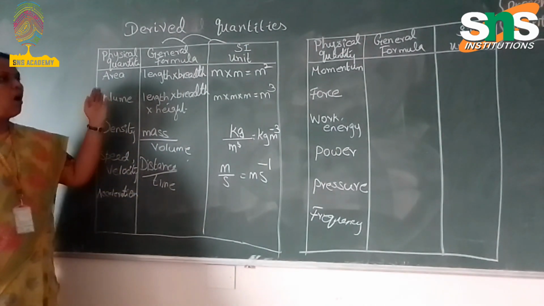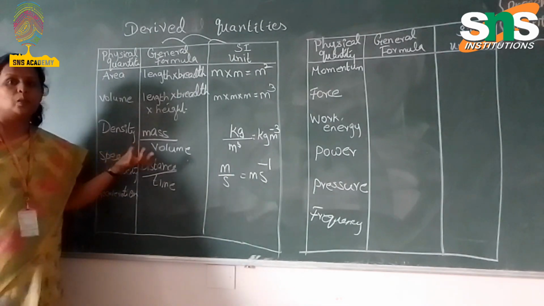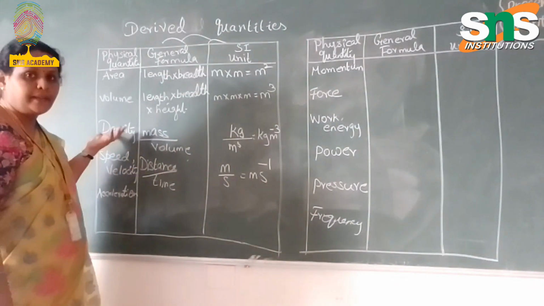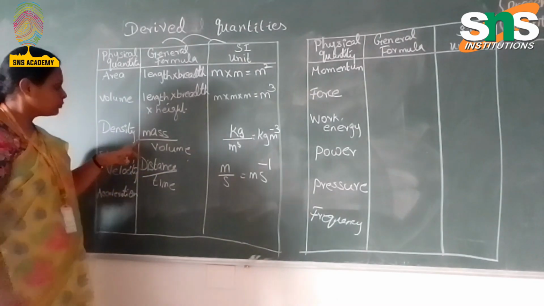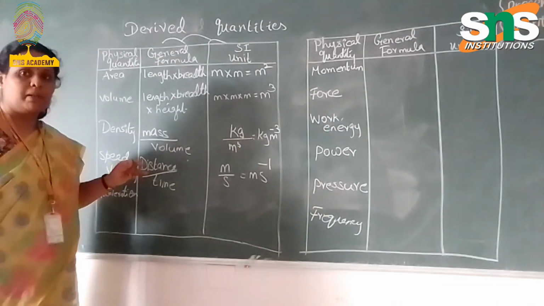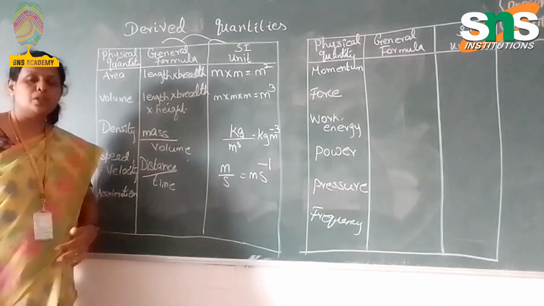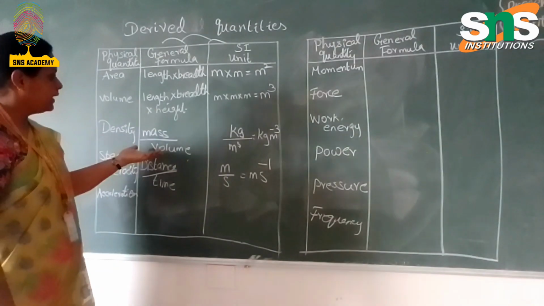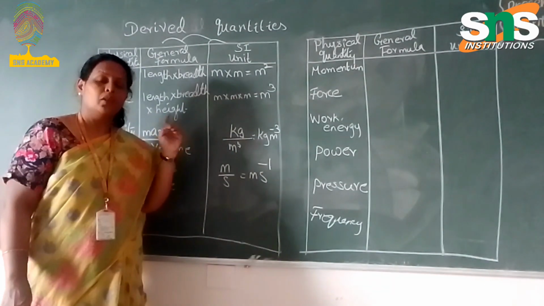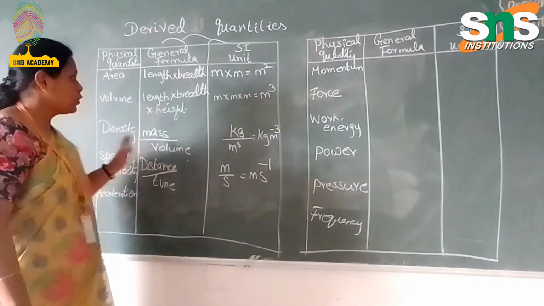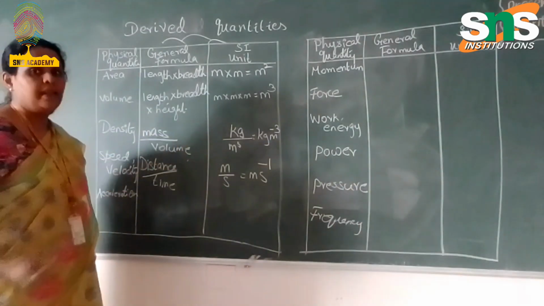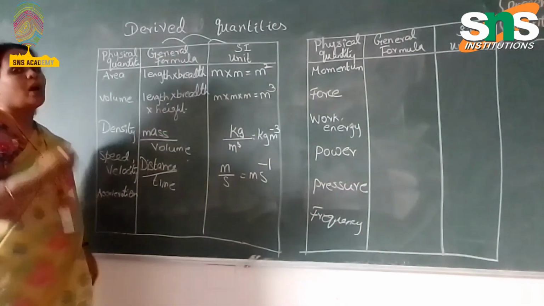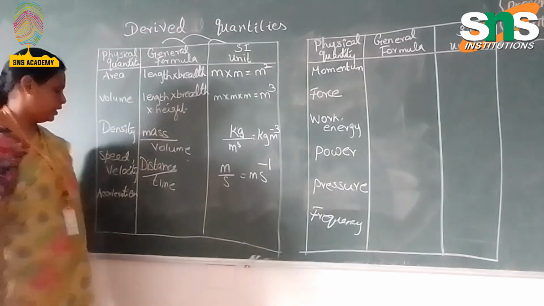If you see all these quantities, take density as an example: mass is a fundamental quantity. Volume is a derived quantity which came out from the fundamental quantity length. So, these are all derived quantities. If we derive a quantity from any other fundamental quantity, that quantity will be termed a derived quantity.